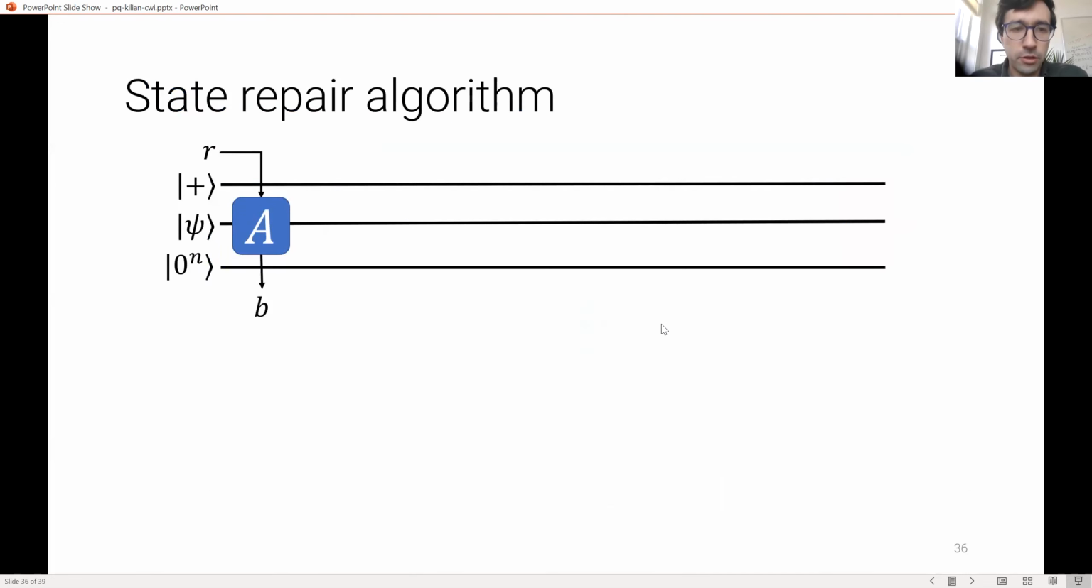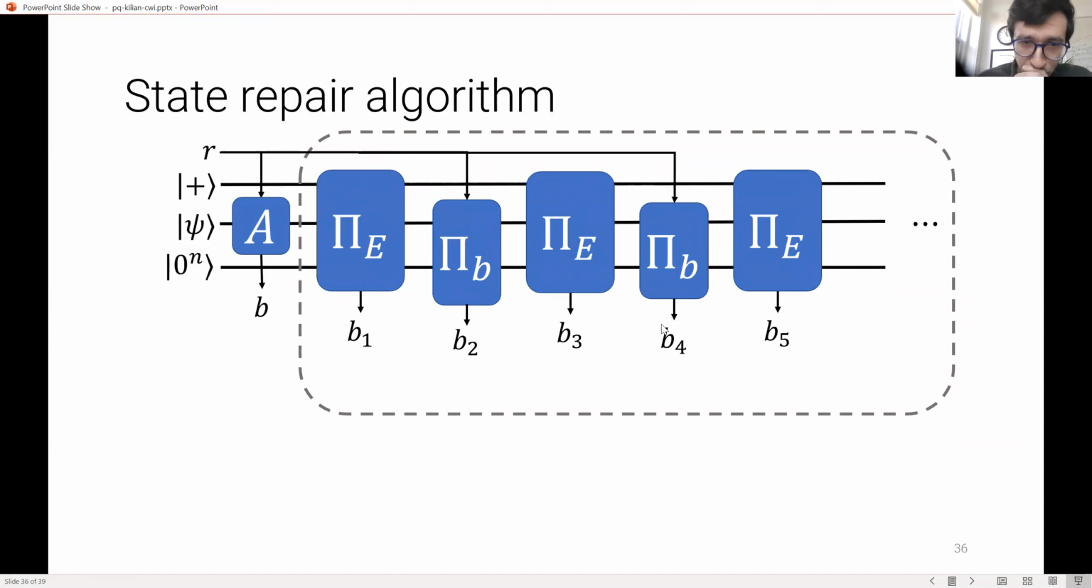Now the state repair algorithm works in the following way. So let's look at what happens when we apply it. We have our state psi. We apply this algorithm A. This is like the test, and now we're going to look at the state repair. So it looks like this. It's an alternation between, well, the only algorithm that I know is alternating projectors. So it's an alternation between this pi sub e and another projector measurement pi sub b.